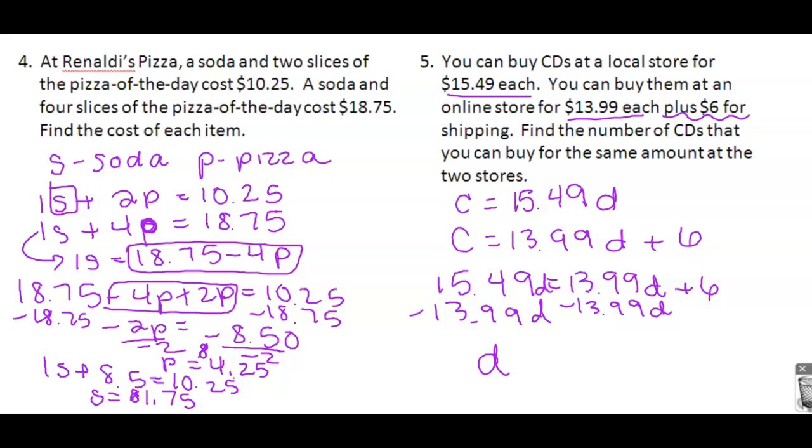That gives 1.50c equals 6. Yeah, so then you get 3 halves c equals 6. So divide both sides by 1.5. Divided by 3 halves is times 2/3. So c equals 4. So you can buy 4 CDs in store or 4 CDs online, and the cost would be the same.